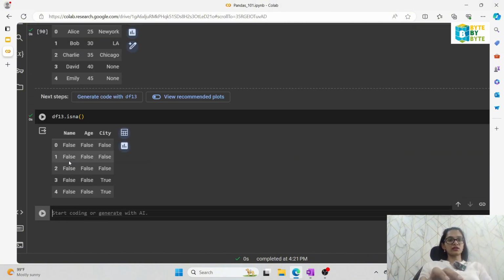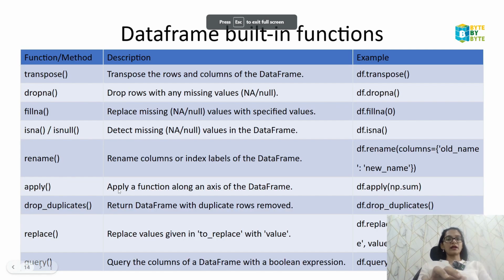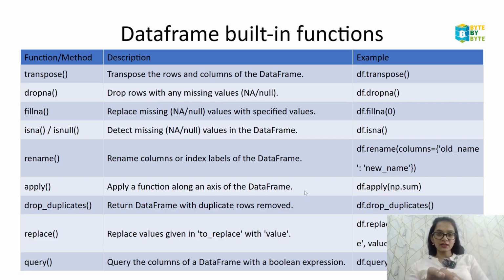Okay, so here you can say everything is false, but whenever there is a missing value it will say true. Now apply: it applies a function along the axis of the frame. So apply means it can apply a function along the rows or along the columns. Depending on whatever your requirement is, you can do that.